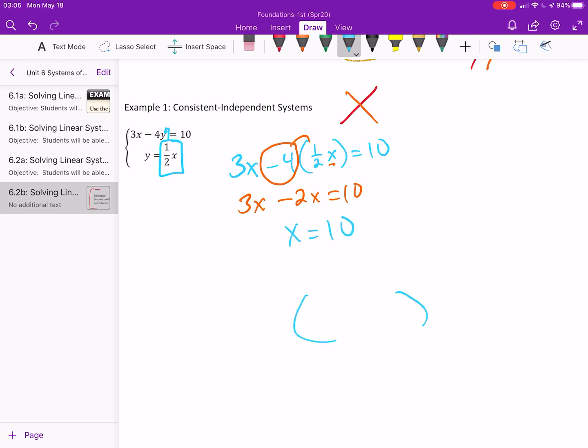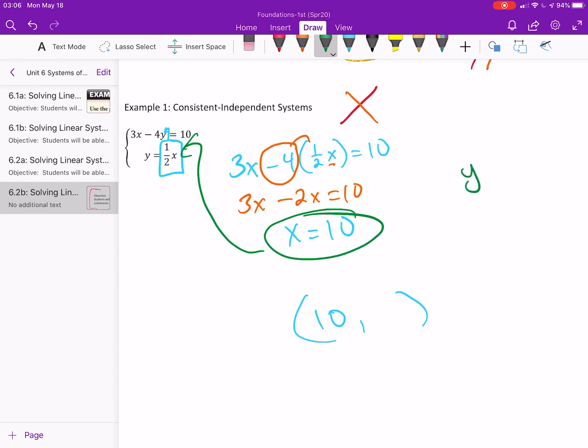So as I start to write my ordered pair, it's going to be 10, comma, something, because the x is 10. But I need to take this value and plug it back into one of the originals. I can plug it into the first, I can plug it into the second. It doesn't matter which one I plug it into, but I got to plug it in somewhere. The second one is better.